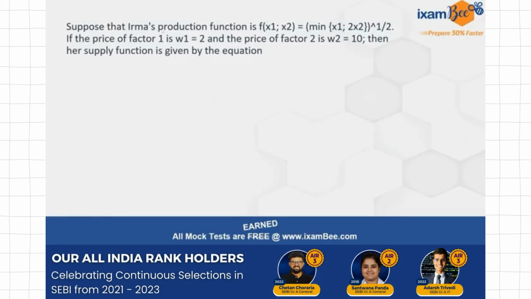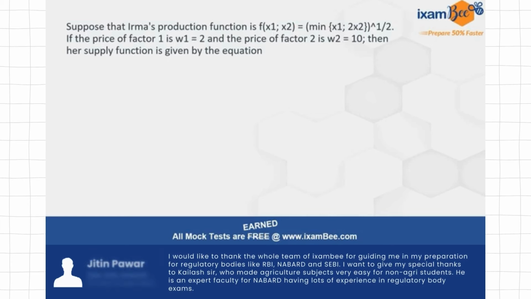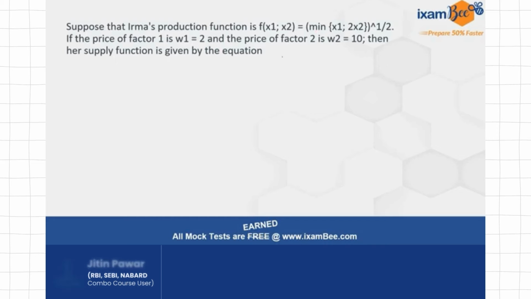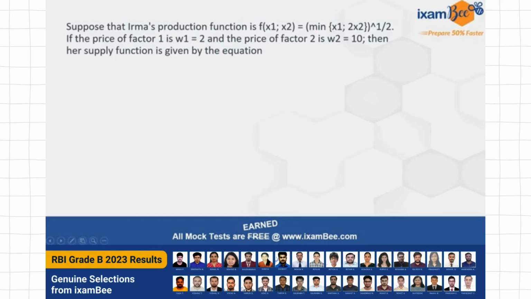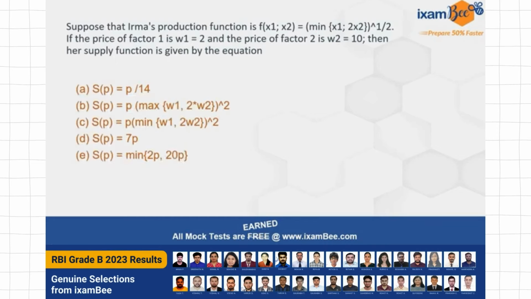The question is: suppose that Irma's production function is given to you. It's a function of two inputs x1 and x2, which is the minimum of x1 and 2x2, the whole raised to the power half. If the price of factor 1 is 2, and the price of factor 2 is 10, then what would her supply function be like? Is it going to be given by any of these equations mentioned in the options? That's what we need to find out. So let's try this question.